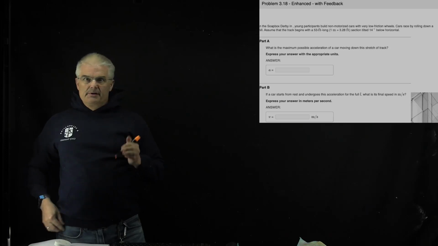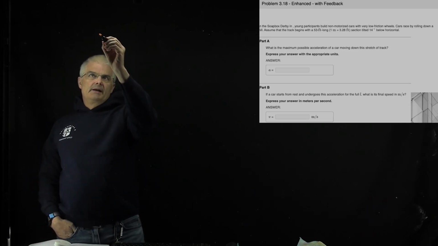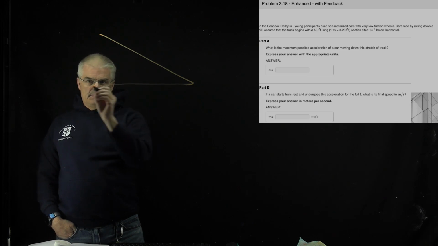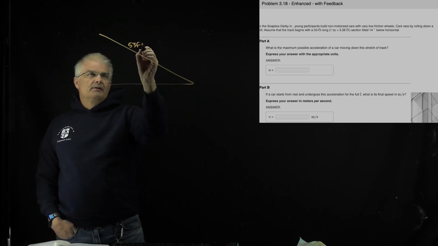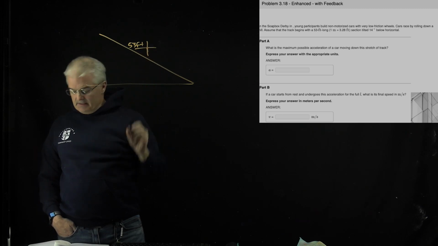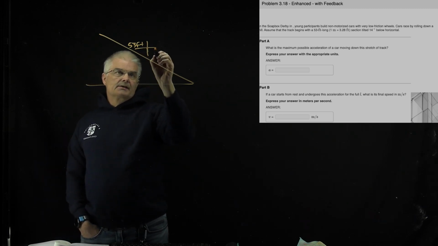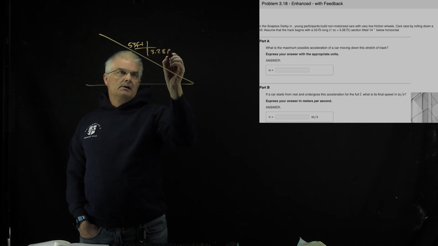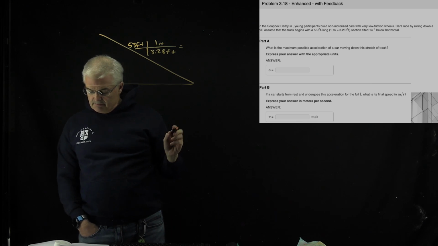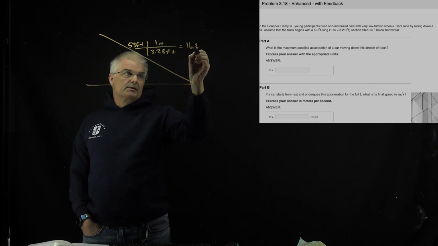So soapbox derbies are kind of fun problems here. We've got an inclined plane, right? We know it's 53 feet long. The first thing I did, and they gave us the conversion, 3.28 feet is 1 meter, is immediately convert that to meters, and I get 16.2 meters.